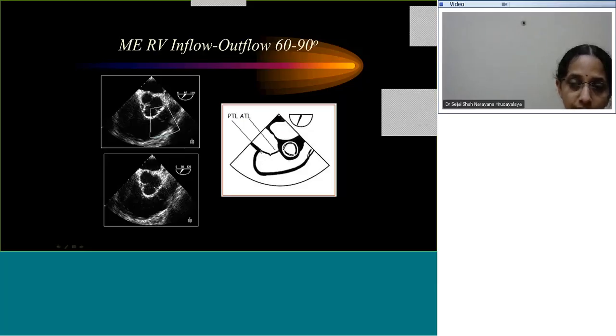Again, same relationship. This is posterior, this is anterior, this is medial, this is lateral. So the tricuspid leaflets are the same. Anterior and posterior tricuspid leaflets can be well seen in this view.